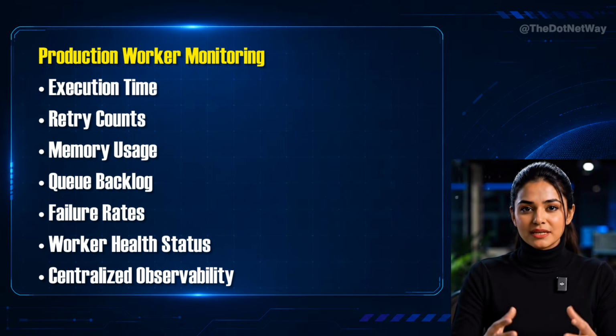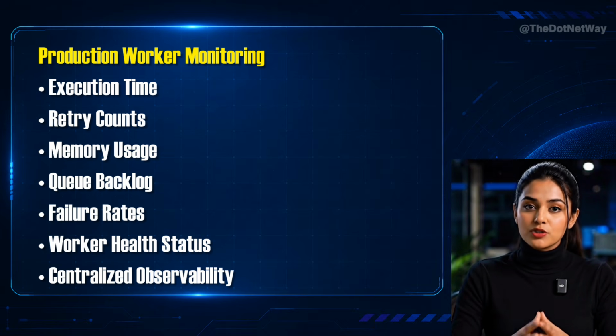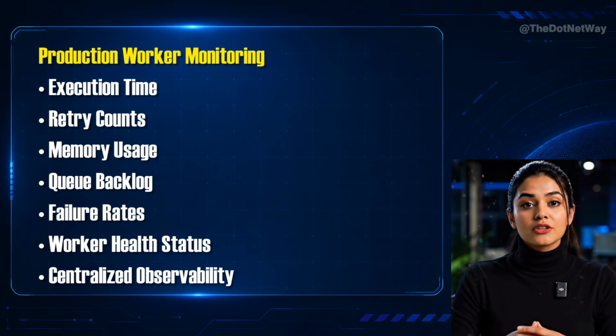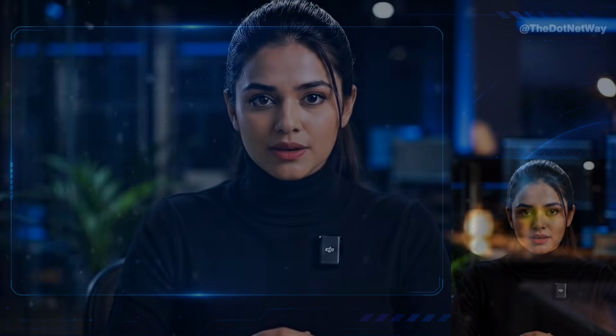That's why enterprise teams monitor execution time, retry counts, memory usage, queue backlog, failure rates, and worker health status using centralized monitoring platforms. Without proper observability, background failures can silently damage production systems for long periods.